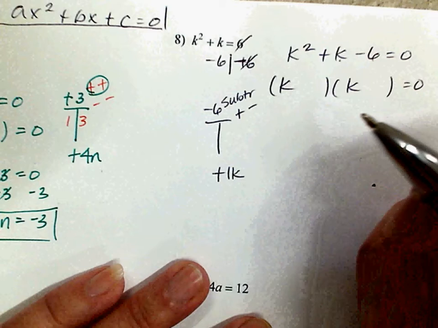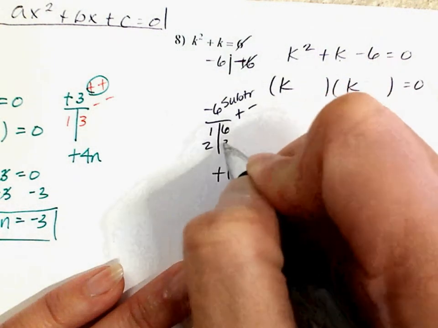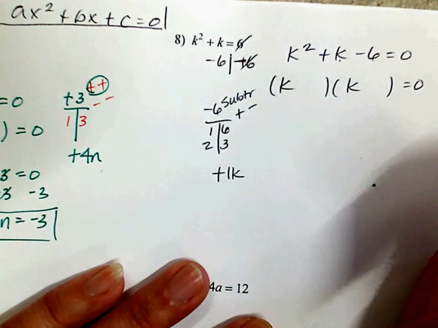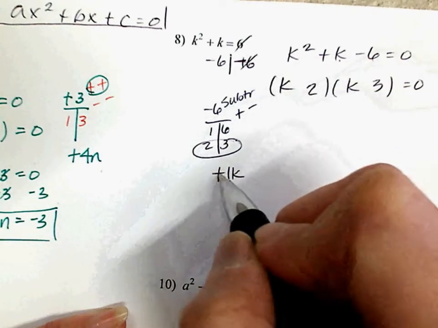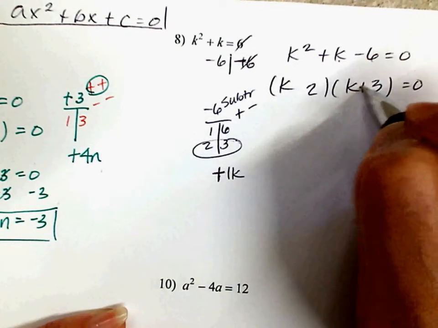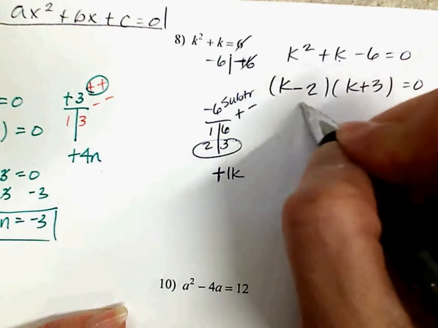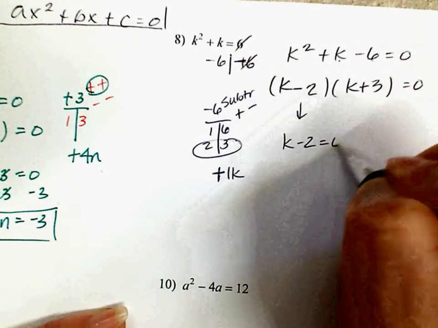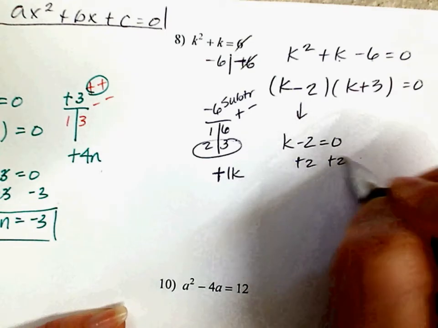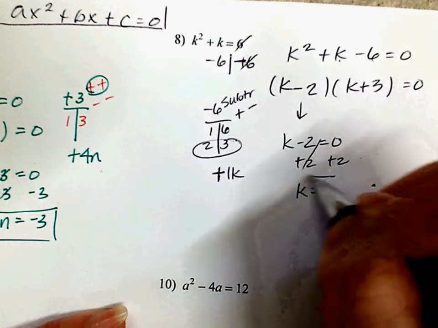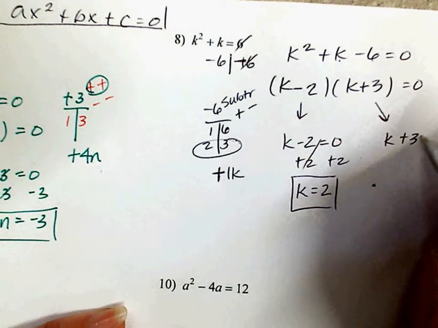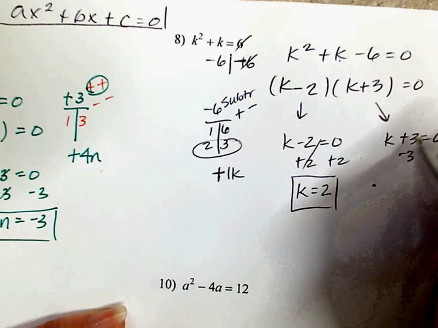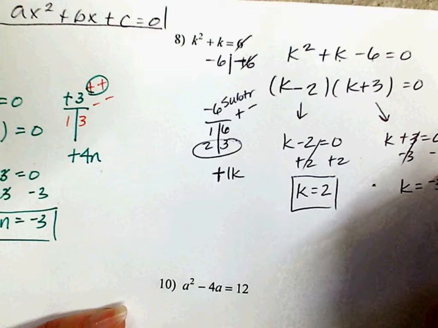So what are some numbers? 1 and 6, 2 and 3. Which one of those subtract to give you 1? Well, 2 and 3. See how this is positive? It goes with a bigger number, and the other one has to be a negative. Set each one equal to 0. Add 2, add 2. K is equal to 2. Okay? Set that one equal to 0. Subtract 3. K is equal to negative 3.